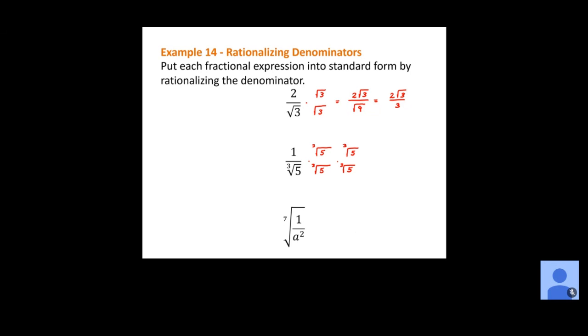Now, if I multiply all this, 1 times the cube root of 5 times the cube root of 5 is going to give us the cube root of 25 over, and now we have the cube root of 5 times the cube root of 5 times the cube root of 5. That's the same thing as the cube root of 125, but the cube root of 125 is just 5. So now we get the cube root of 25 over 5. And I no longer have a radical in my denominator. Now it's rationalized.